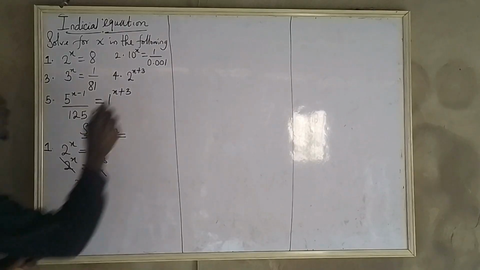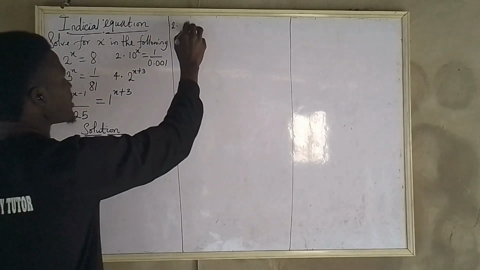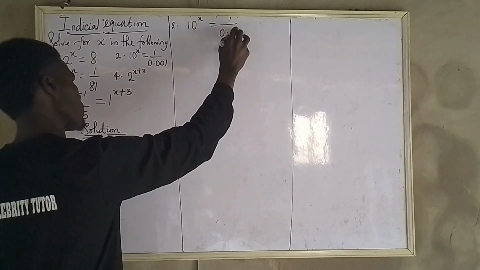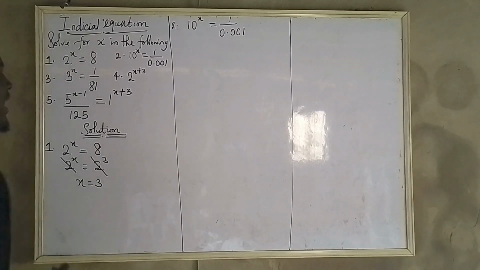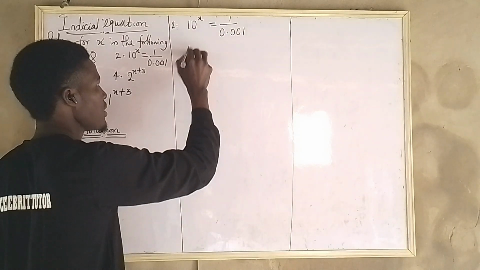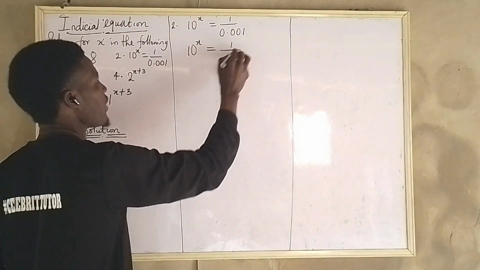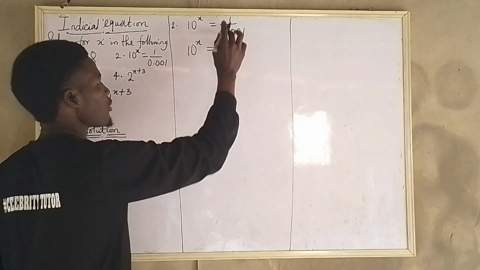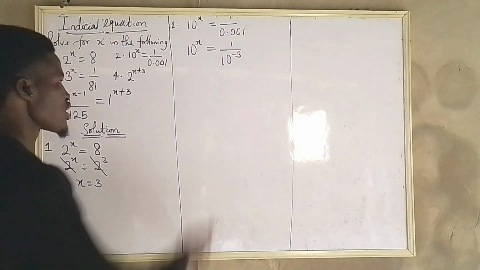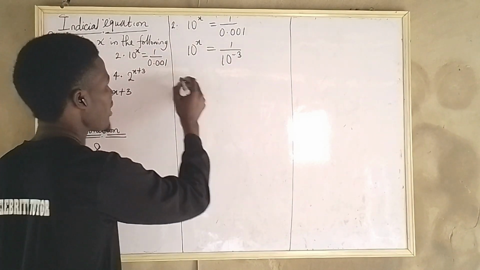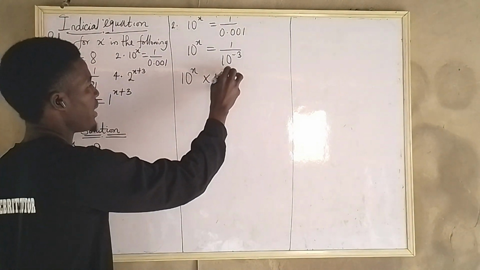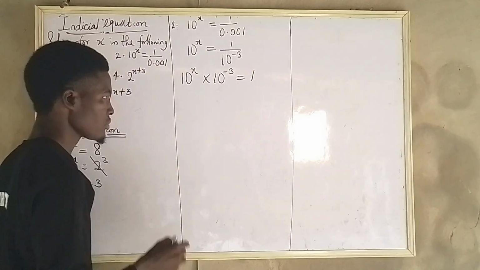Alright. Now the second question, number 2, says 10 raised to power x equals 1 over 1000. Are you seeing that now? So what would that be? You will put this in standard form. So this will be 10 raised to power x equals 1 over 10 raised to power minus 3, because this is 1, 2, 3. Then you can cross multiply. If you cross multiply, you will have 10 raised to power x times 10 raised to power minus 3 equal to 1.